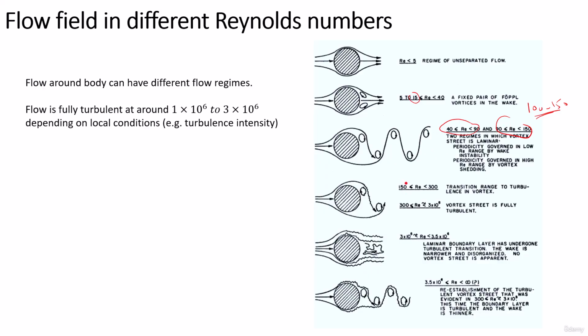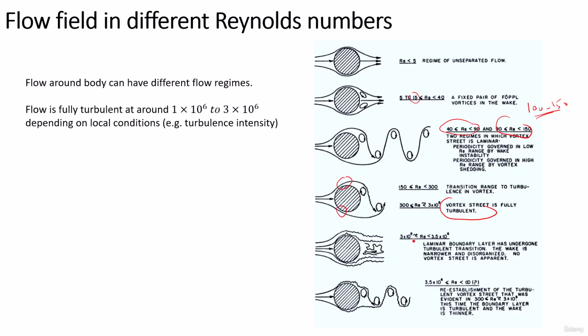And when Reynolds number, again there are two values here, Reynolds number 150 to 300, is the transition range to turbulence in the vortex. So the flow will be transiting to turbulent flow in the vortex. But from Reynolds number 300 to 3 times 10 to the power 5, the vortex stays fully turbulent, okay, here. But the flow here is still laminar, okay, the flow is still laminar. But from here to here, the flow becomes turbulent in the wake region.